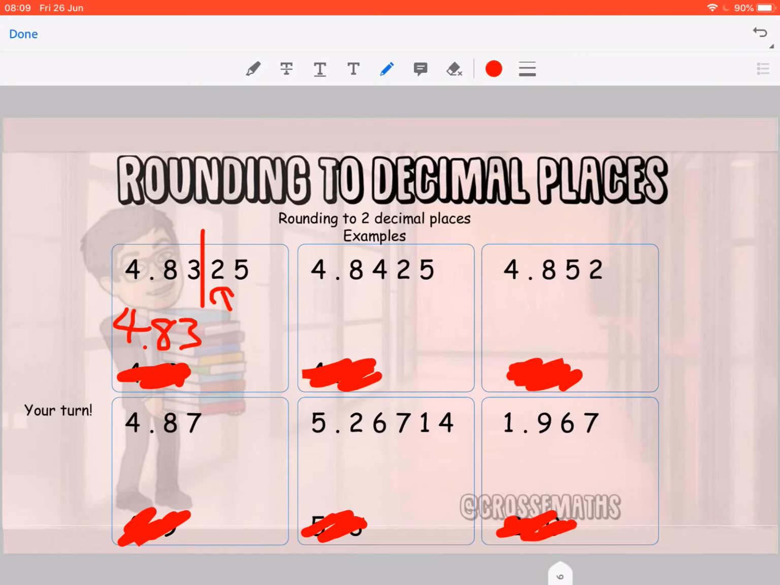Next one, count across 1, 2, draw my magic line in. Is that 2, 5 or more? No, it's not, so I'm just going to chop it off to leave 4.84. Count across 2, is that 2, 5 or more? No, it's not, so I'm just going to chop it off to leave 4.85.